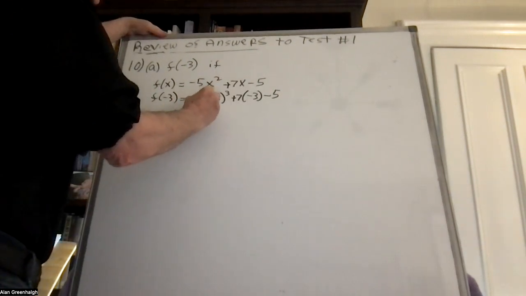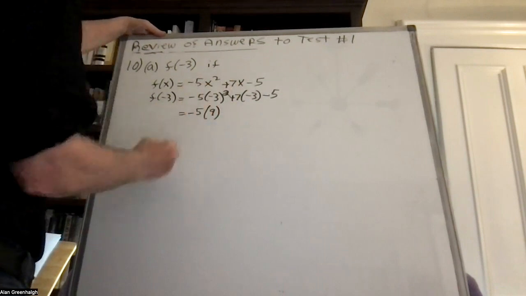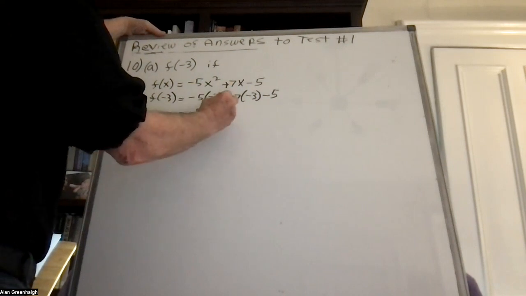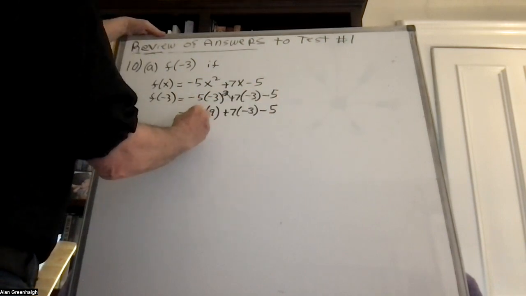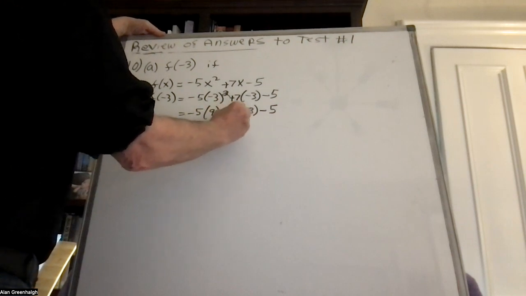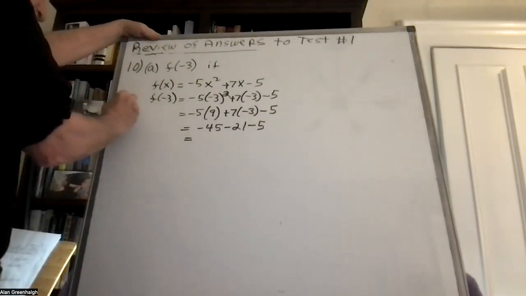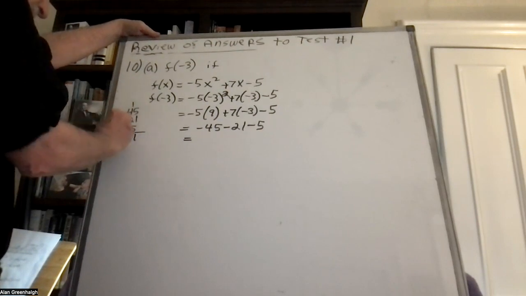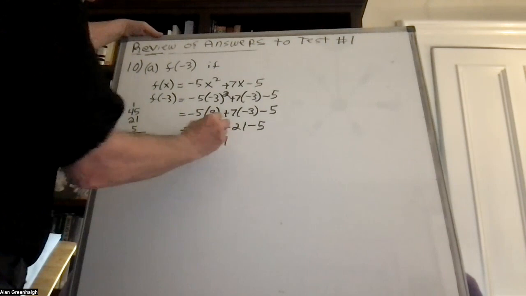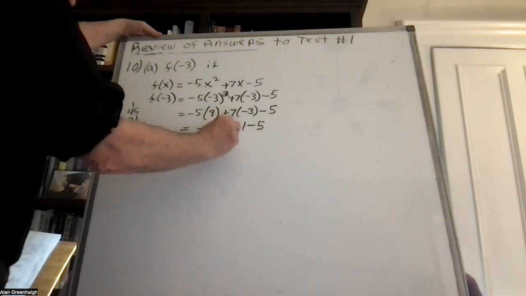equals negative 5 times 9, since negative 3 to the second power is positive 9. Just rewrite everything. Take your time. Negative 45, negative 21, negative 5. So you want to add these three numbers. Basically, you're just adding 45, 21, and 5. And that comes out to 71, negative 71, because they're all negatives. So f of negative 3 is negative 71.